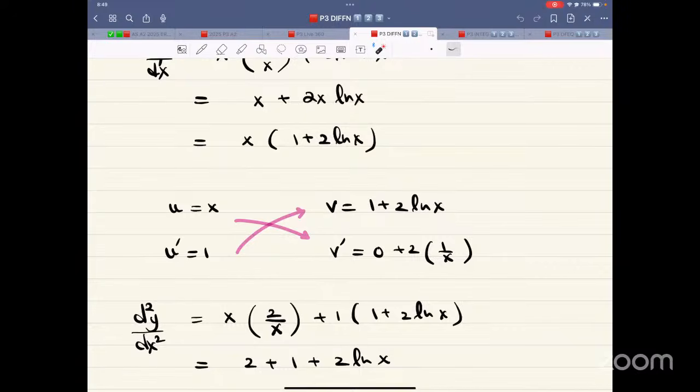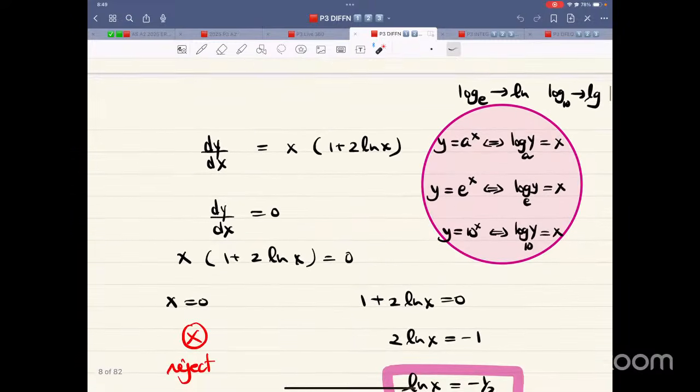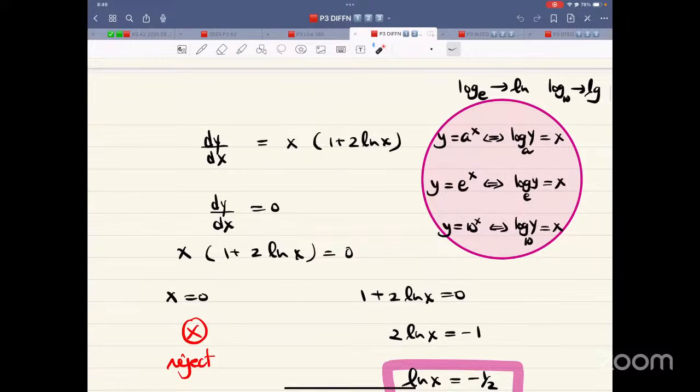And this time I'm interested in the product rule once again because I need the second derivative. u is x, u prime is 1, v is 1 plus 2 ln x, v prime is 0 plus 2 into 1 over x. Again, u v prime, v u prime. So now this simplifies to 3 plus 2 ln x.